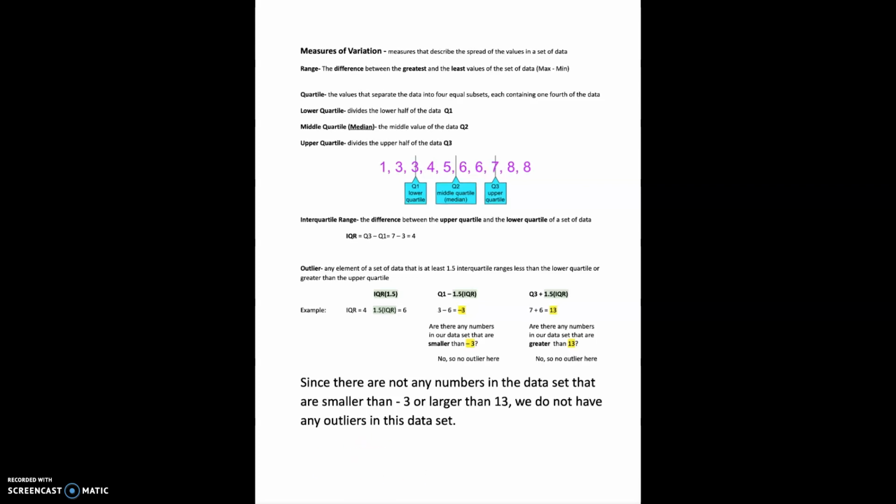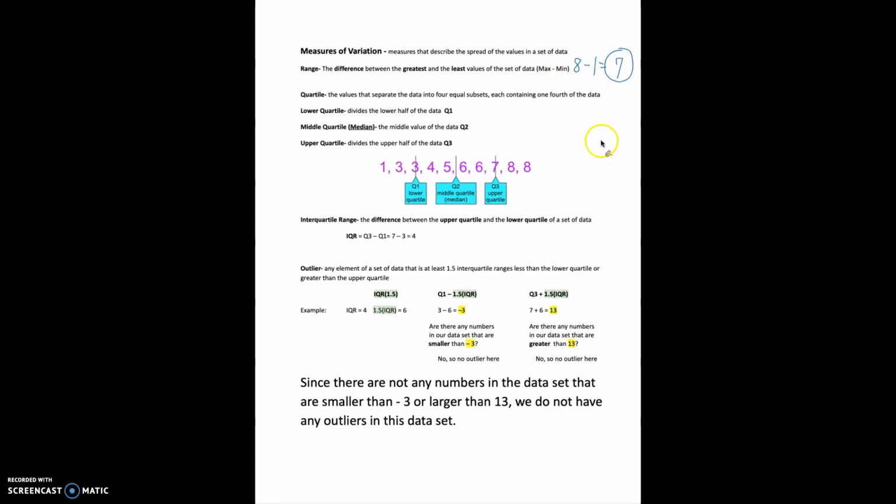The first one is range, and sometimes it's grouped together with central tendency, but range shows the difference between the greatest and the least values, the max minus the min. So if I look at this example here, my max is 8, so I'm going to write 8, and my minimum is 1. So 8 minus 1, my range is 7 here. Again, I want to see that subtraction.